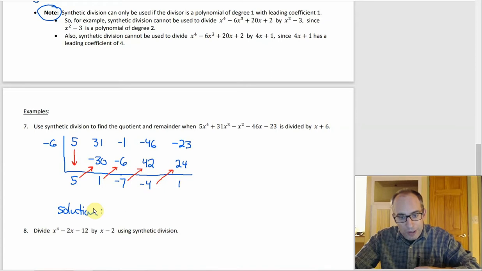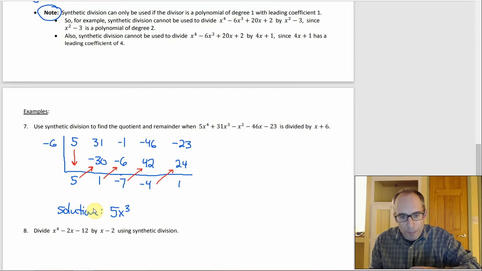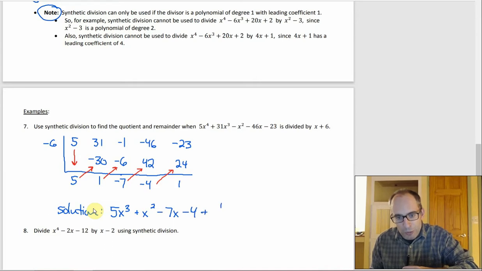So the solution here is going to be 5x cubed, right? So there it is, 1 less than the degree here. And it's because we're dividing by something of degree 1, so effectively we're subtracting 1 out of the degree. Plus 1x squared is plus x squared, then minus 7x minus 4, and then we had a remainder of 1, so that would be plus 1 over the real original divisor of x plus 6.